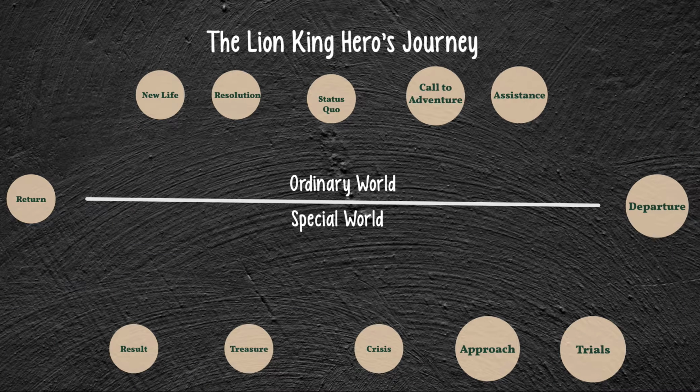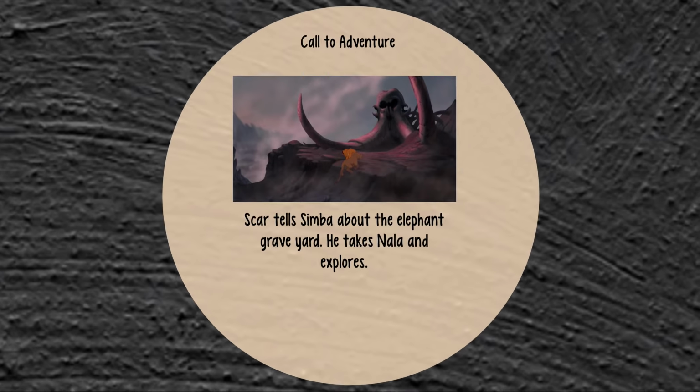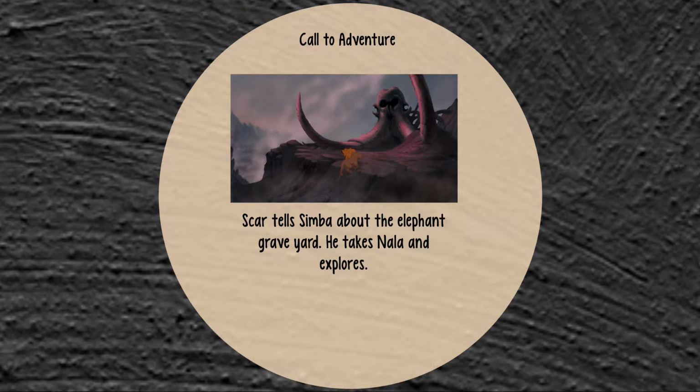We move from the status quo into the call to adventure. In the Lion King, the call to adventure is Scar telling Simba about the elephant graveyard. This is his call to adventure because this is when he starts to think that he wants to move outside of the Pride Lands, that he wants to start to mature, be his own lion, and he goes against his dad's wishes and his normal everyday life.